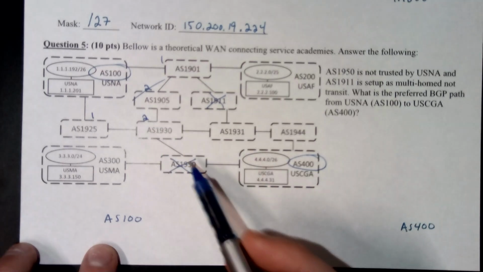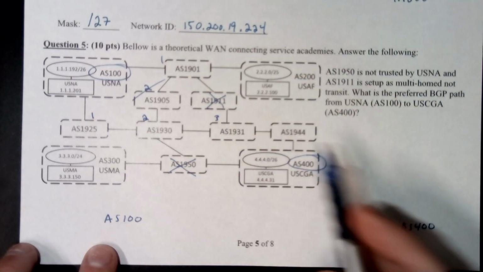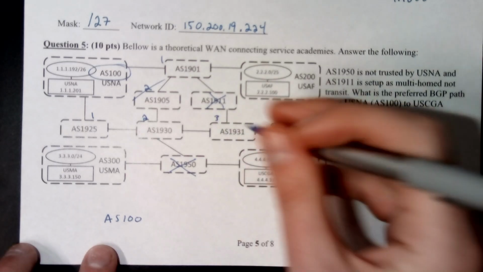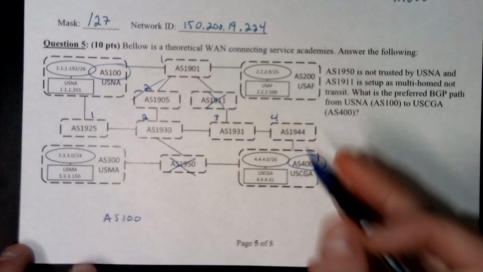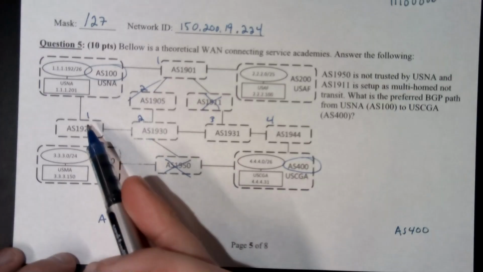I can't go through here because I don't trust it. So I'm going to go to 1931 next. Again, I can't go up. There's no need to go back. And so I go to this next. And then I've reached US Coast Guard Academy. So my path should just be what I've shown here.